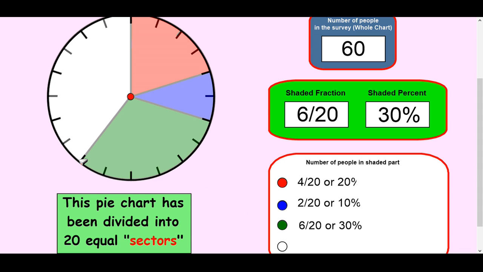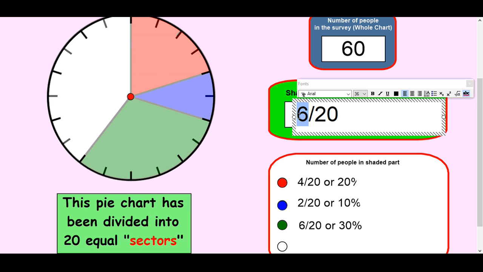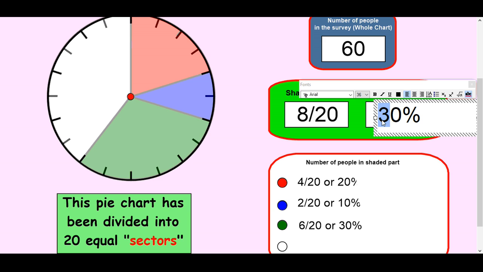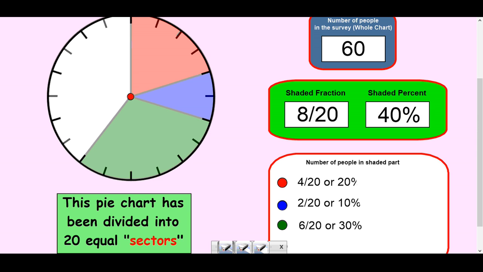And the last bit, the white bit, we've got 1, 2, 3, 4, 5, 6, 7, 8 parts out of 20. So 8 parts out of 20. Again, you can simplify that down. That would go down to 4 tenths or 2 fifths. But I'm going to leave it like that. And again, I know a 20th is 5%, so 5 times 8 is 40. So that's 40% there. And again, I'm going to write that down at the bottom. So I've got 8 20ths or 40%.